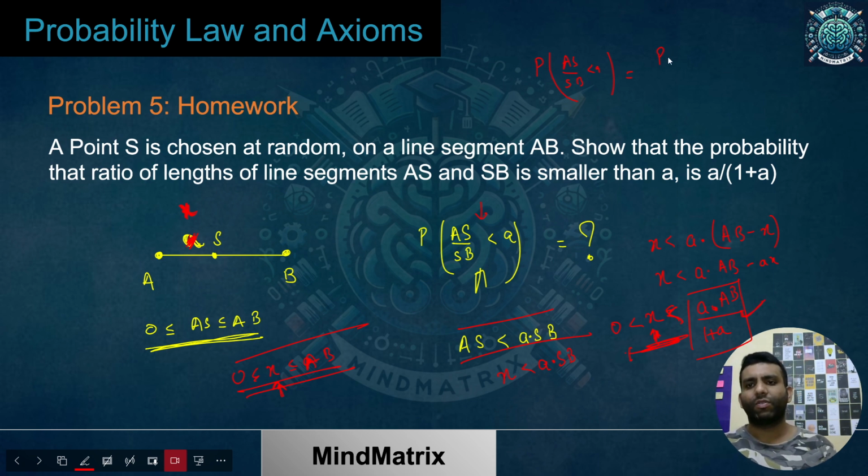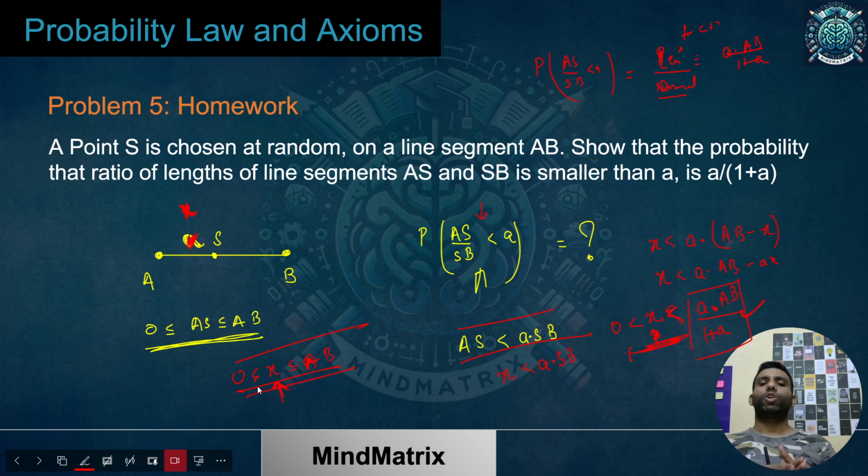So I'll say the length of this part, for this part to be satisfied, is equal to A times of AB upon 1 plus A. Okay, length for the condition. Normally, without any condition, what was the possibility for X? We know already what the length for that range was. In that case, it was from 0 to AB.